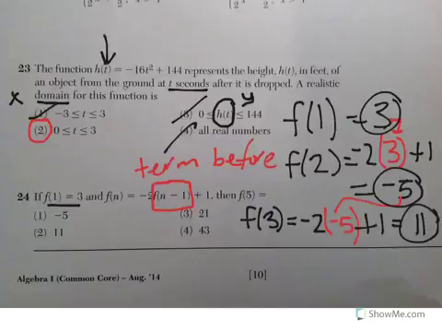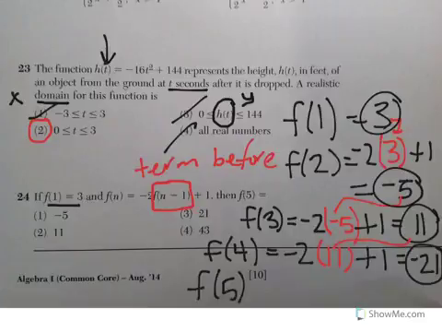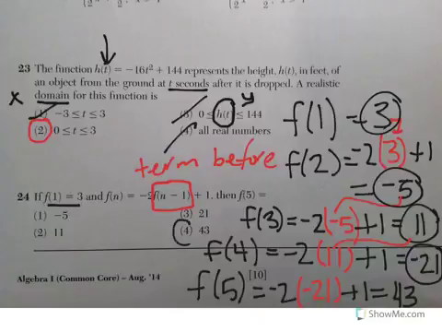Okay, so now to find f of 4, take negative 2, multiply it by the term before, in this case it's 11, add 1. That will give us negative 22 plus 1, which is negative 21. And the last one, to find f of 5, take negative 2, multiply it by the term before, which is negative 21, and add 1, and you'll end up with positive 43, which is choice 4.